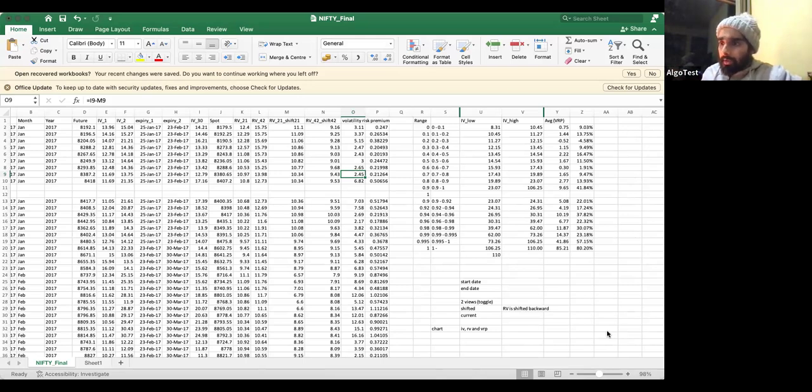That is what drives my PNL at the end of the day. How much is Nifty actually going to move? I don't care if it's going to go up or it's going to go down. I just care how much it's going to move. Up and down both mean the same thing to me from an options perspective.